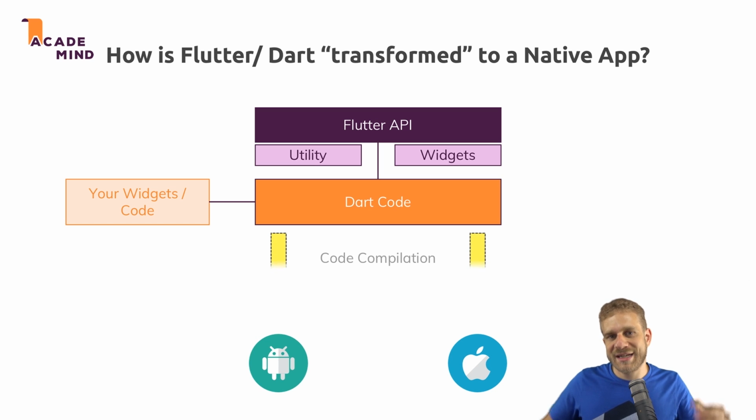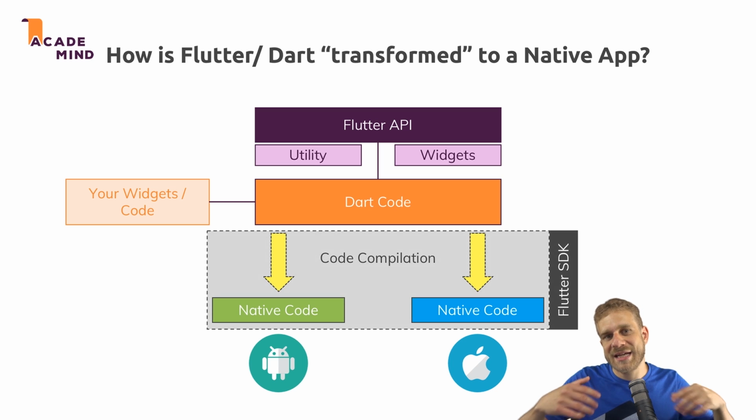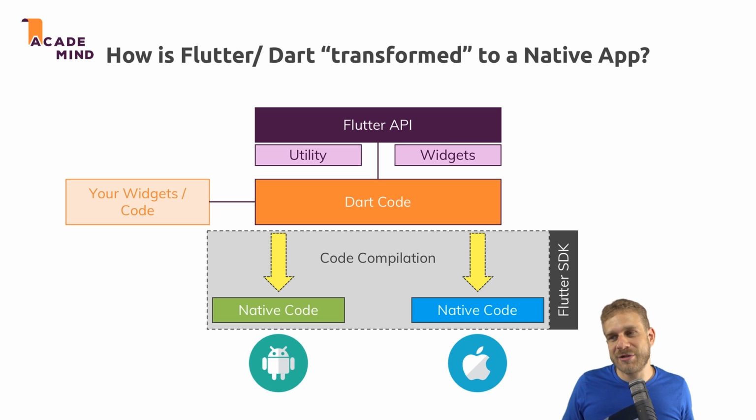The Dart code gets compiled to native code for these platforms. And the Flutter SDK does that. It has tools that do this compilation. So that's really cool. You don't have to worry about that. You don't have to write any native device code. You write your Dart code using these Flutter features, and the Flutter SDK will do the compilation. That's pretty useful. Now that is what Flutter does for you, and this is how it compiles that.